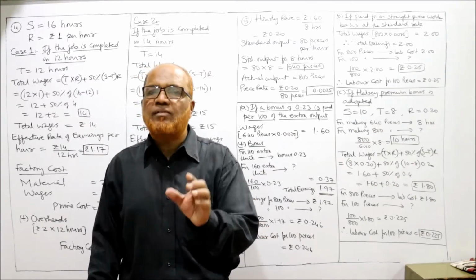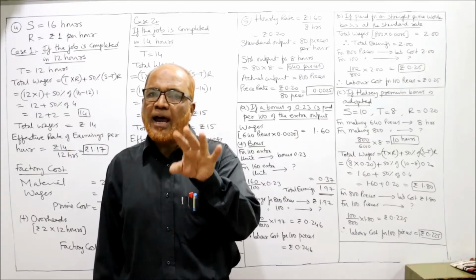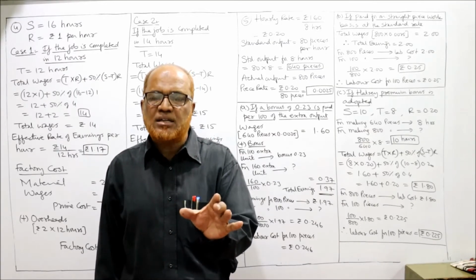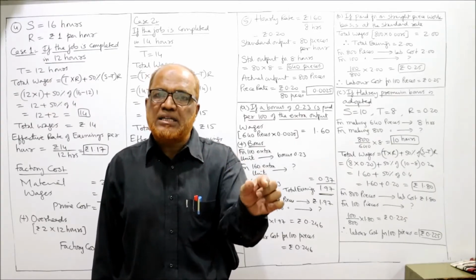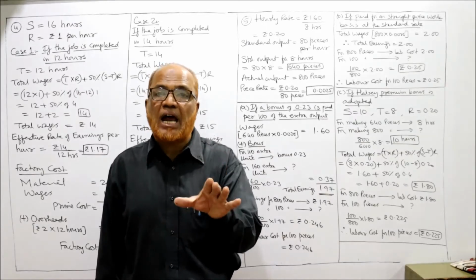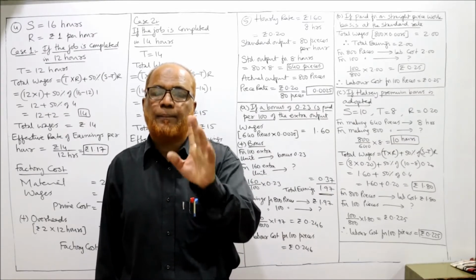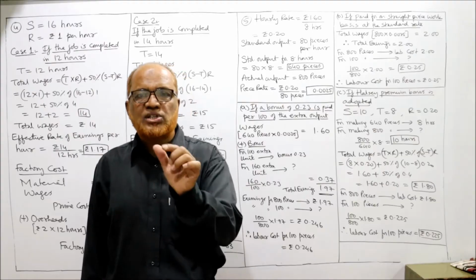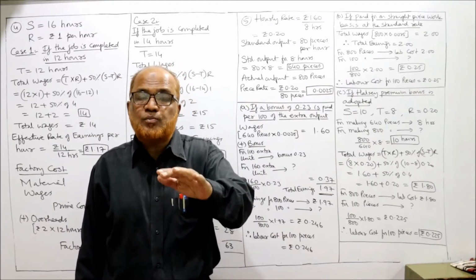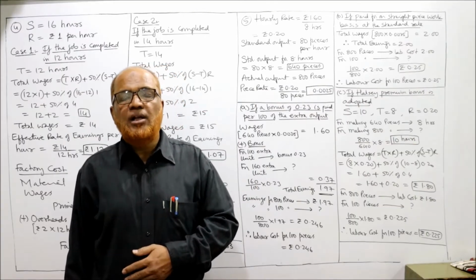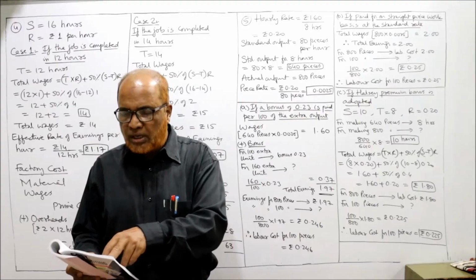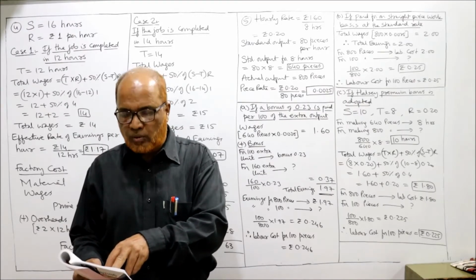Actually standard output is given as 80 units per hour and a day consists of 8 hours. So 8 into 80 is 640, 8 8s are 64. 640 units is the standard output per day. But he has produced 800 units. So he has produced more than standard, so he will be paid bonus. How much bonus? 0.23 per every 100 extra units.